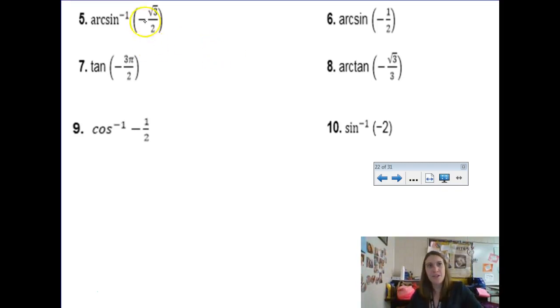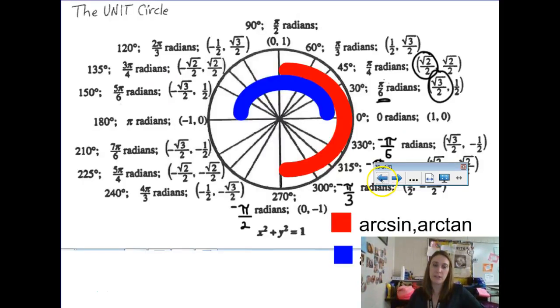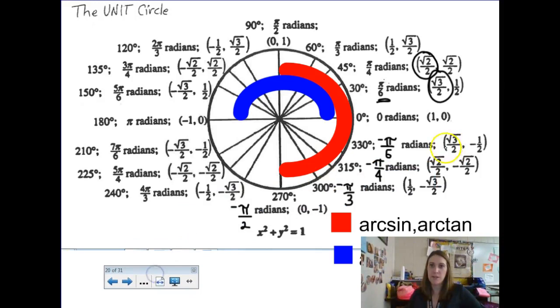Okay. Arcsine of negative square root of 3 over 2. So going back to my unit circle, looking in the proper quadrants, I want the sine to be negative square root of 3 over 2. Let's get that thing out of the way. And I already forgot what I'm finding, arcsine, right? So here we go. There's negative square root of 3 over 2, and that would be at negative pi over 3.